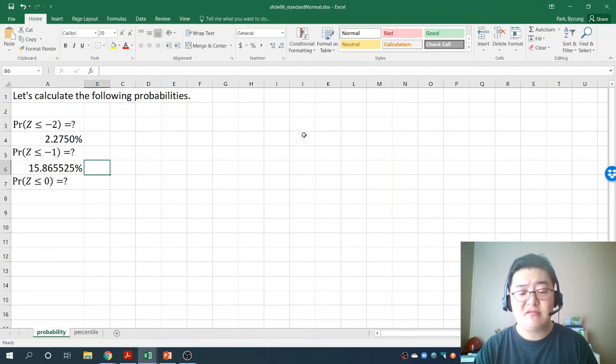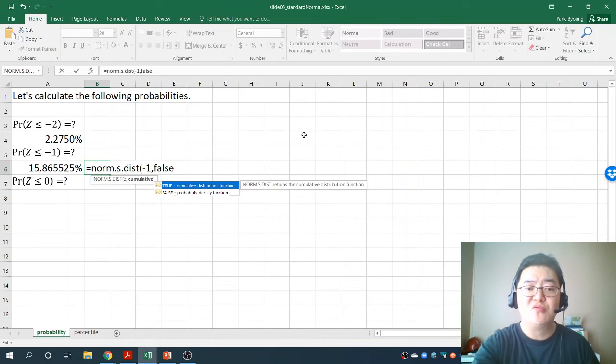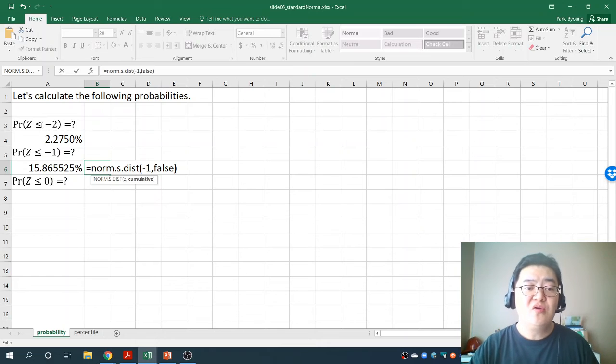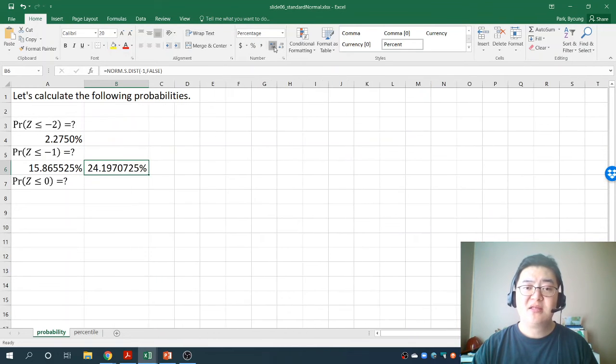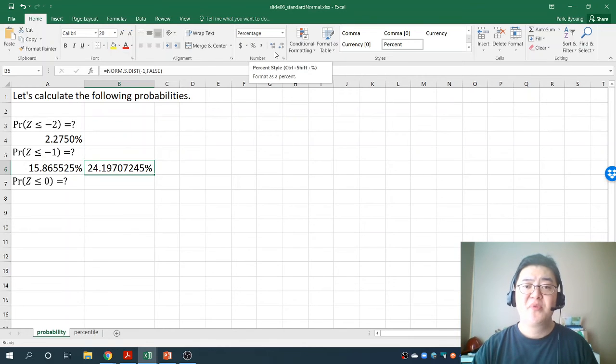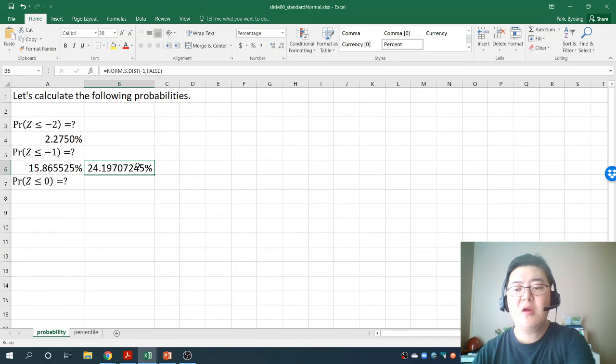Just as an experiment, let's see what happens if you use false instead of true. We used true for the second argument to obtain this probability, but when you put false, the answer is different. This is not a probability. It's probability density. It's different from cumulative probability. So you have to be more careful.